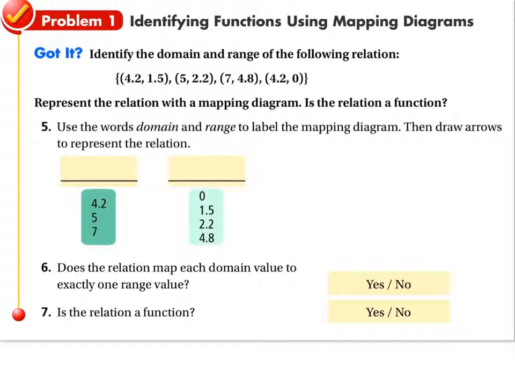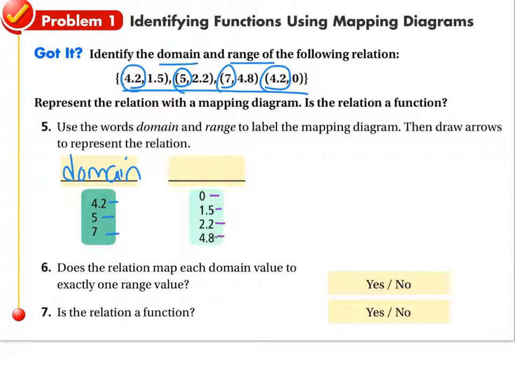In problem 1, we want to identify the domain and the range of this relation. So if we look at 4.2, 5, 7, and 4.2, you'll see that they are all x values. That means they are the domain. If you look at 0, 1.5, 2.2, and 4.8, you'll see that they are all the y values. So they are the range. Let's draw some arrows here.